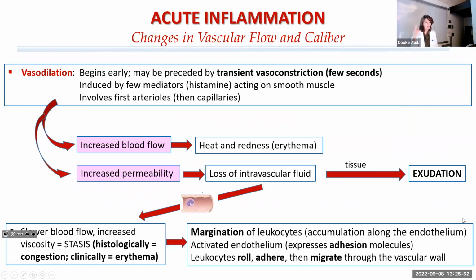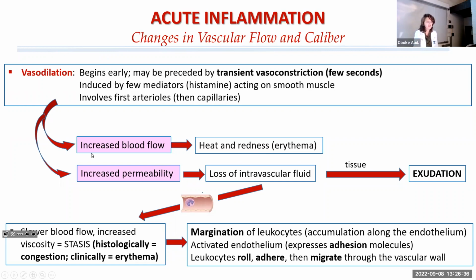So here's how my logic works. When I think about vasodilation, this is what I came up with to memorize easier. Vasodilation begins early. You have to remember that, and may be preceded by the transient vasoconstriction, a few seconds. It is induced by a few mediators acting on smooth muscle, and it involves first the arterioles and then the capillaries. Vasodilation, in turn, will lead to an increased blood flow. How does this translate clinically into heat and redness, which is something that we call clinically erythema? When you see some red area, you call it erythematous area, erythema.